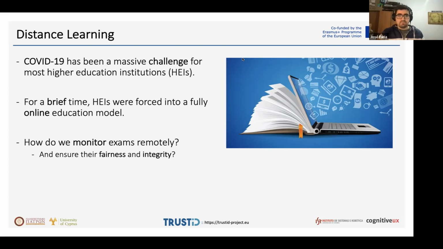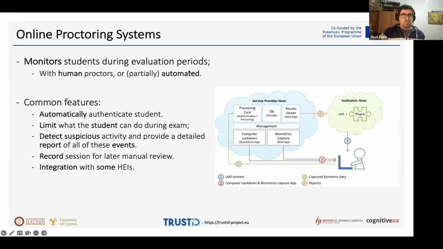And this is where online proctoring systems come into place. So an online proctoring system is any type of system which monitors students during an evaluation period, during an exam, during some kind of small test. These types of systems can have human proctors with some type of manual review, or they can be partially automated or fully automated, where some of these features can actually just be managed by the system itself.